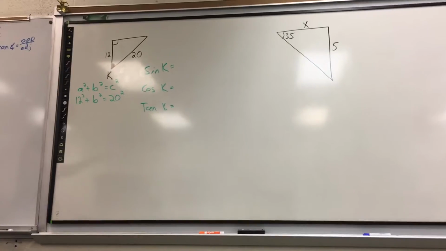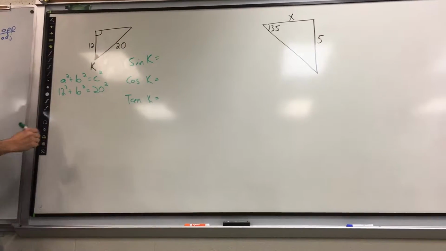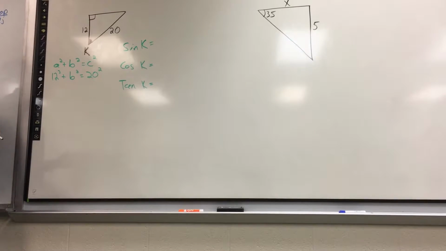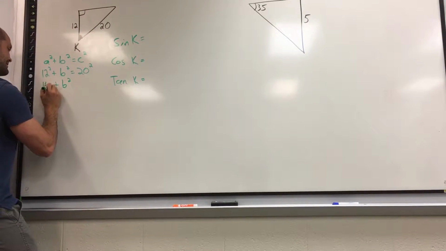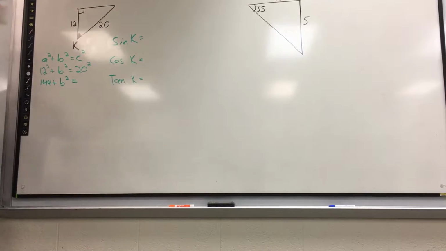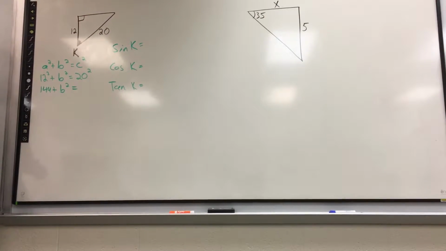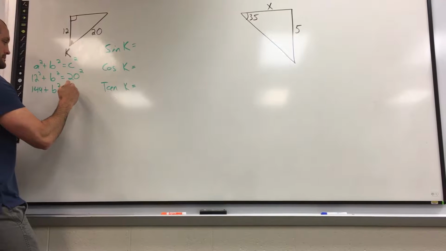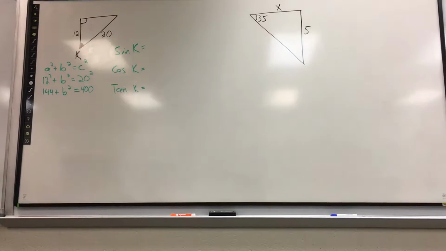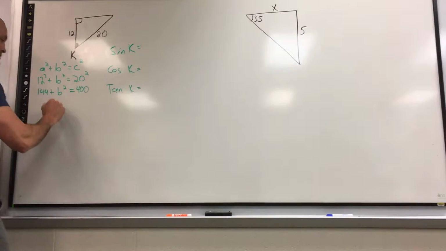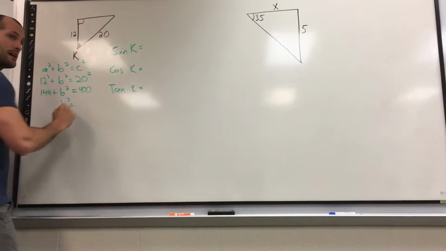All right, so I need you to help walk me through this. What is 12 squared? 144. Yes. And what is 20 squared? 400. So we get b squared isolated by subtracting 144. When I do that, what am I left with?